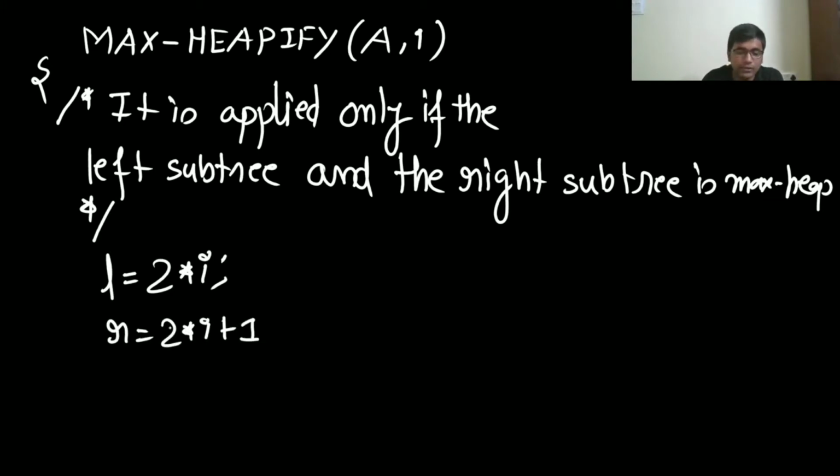And you are using one temporary variable, largest. This is the pseudocode I am writing. The left is 2 into I, right is 2 into I plus 1. So don't check for syntax errors here. Since it is pseudocode, in the GATE exam they will even give you pseudocode. You have to just see the logic here.